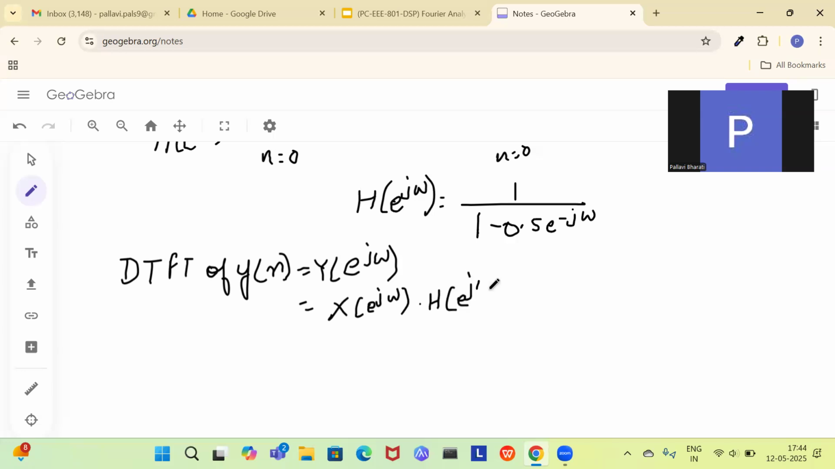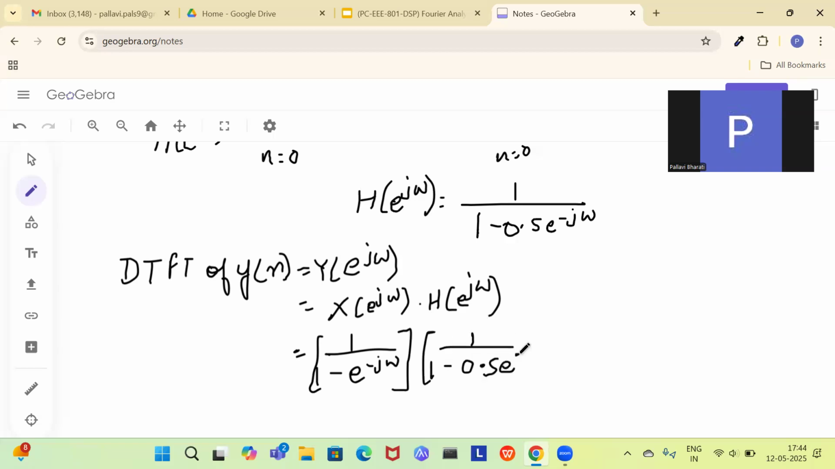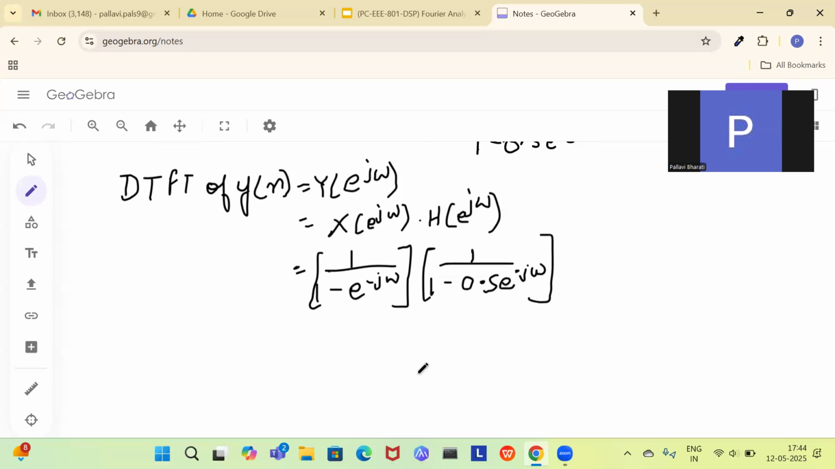Now we have already calculated this. So this one was 1 by 1 minus e to the power of minus j omega. And this one is 1 by 1 minus 0.5 e to the power of minus j omega. Now you can multiply this. Simple multiplication will do, and put the answer, or you can keep the answer till here also, but do one more step, that is multiplication is required here.